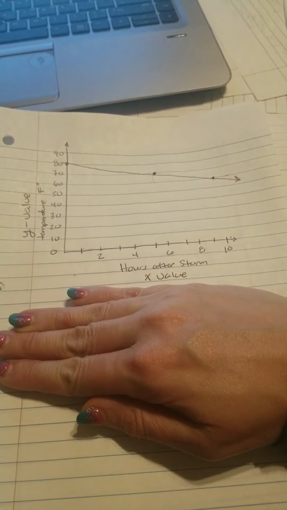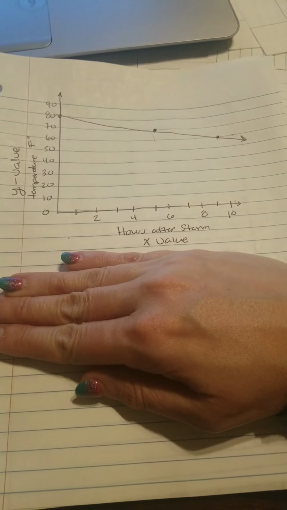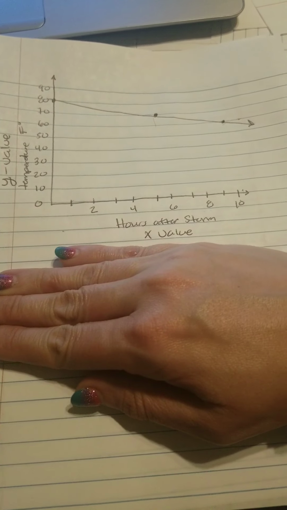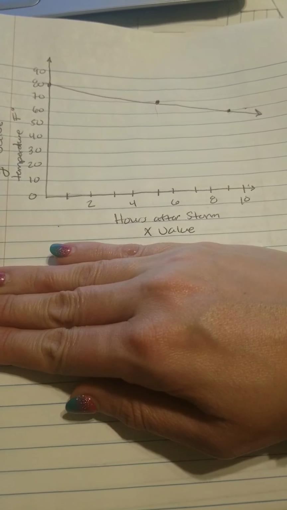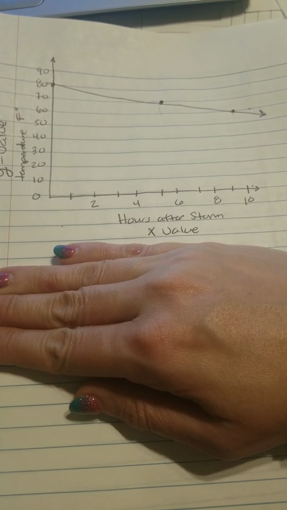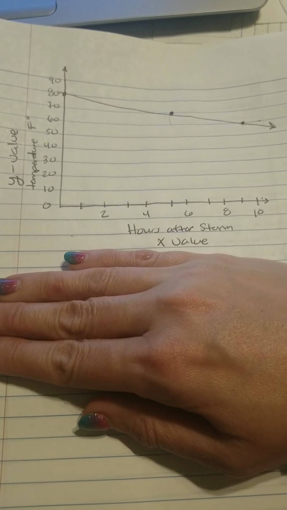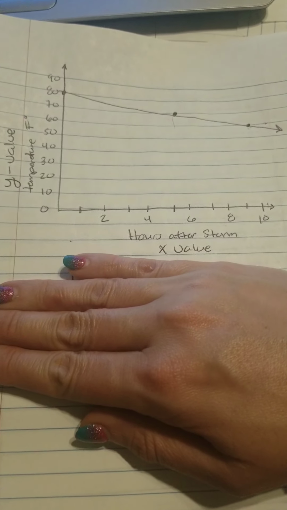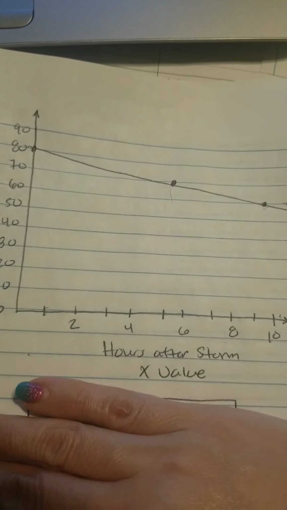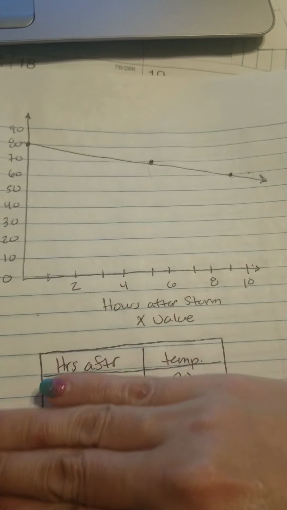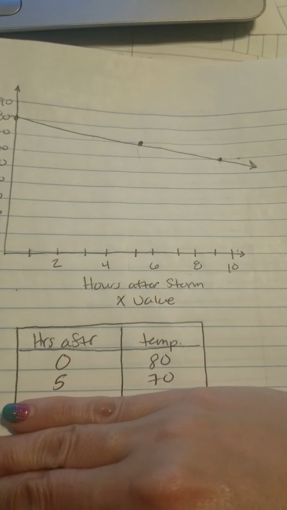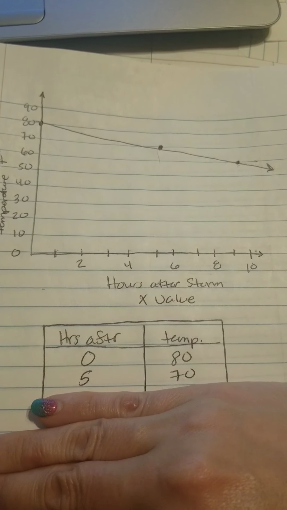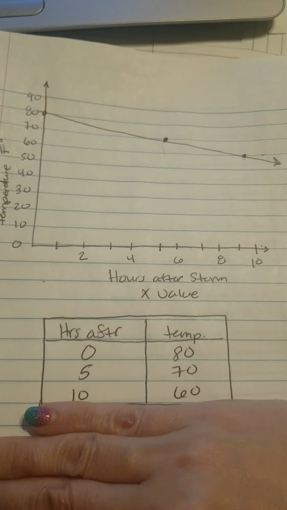Identifying a constant rate of change in a linear relationship from a graph. So what we're going to do is take the information from the graph and create a table. You'll notice that at 0 hours after the storm, the temperature is 80 degrees. 5 hours after the storm, the temperature is 70 degrees.